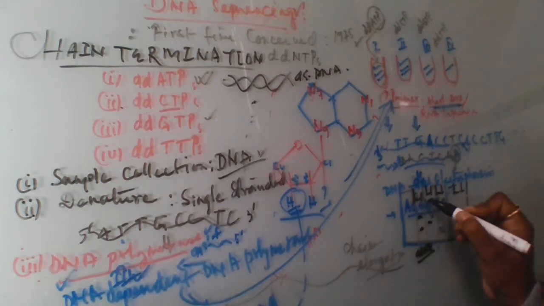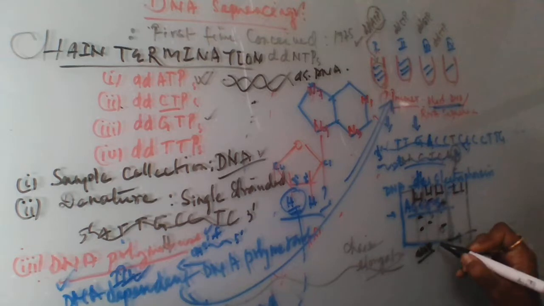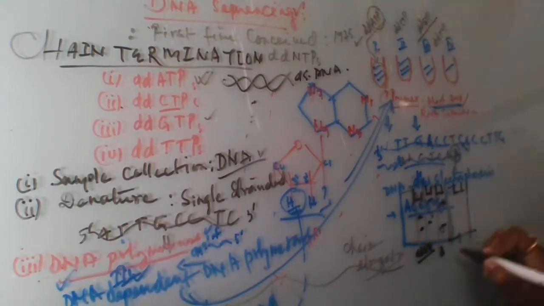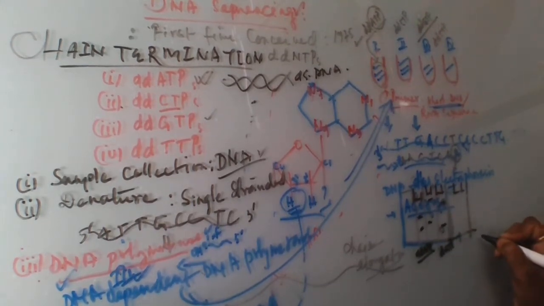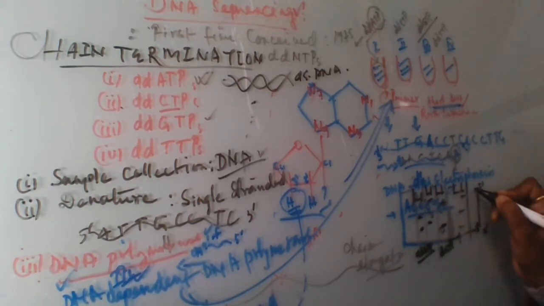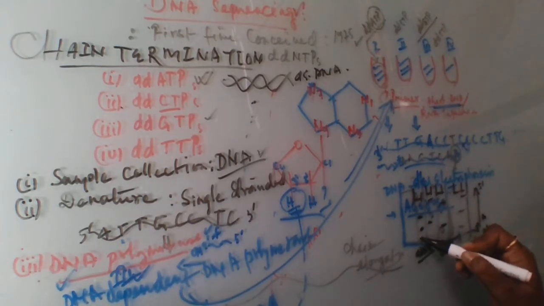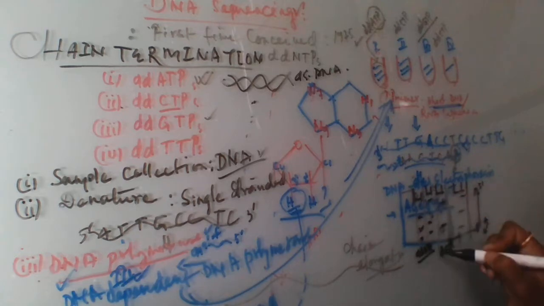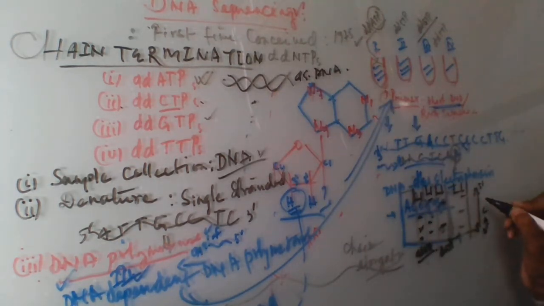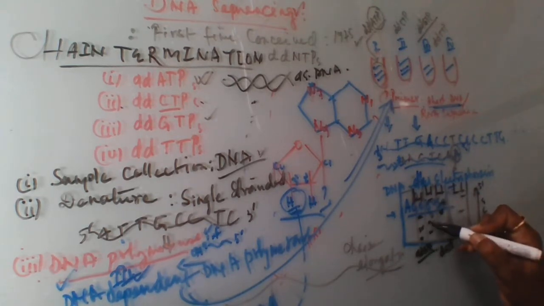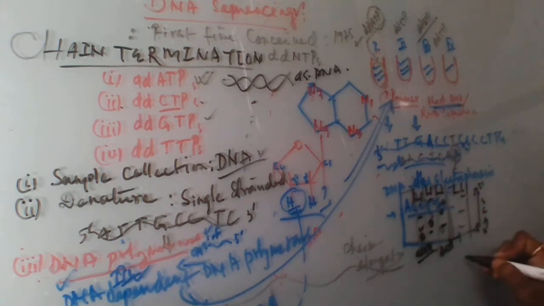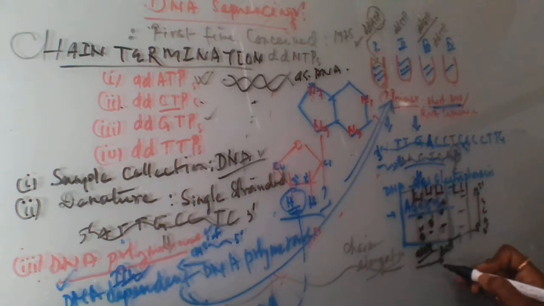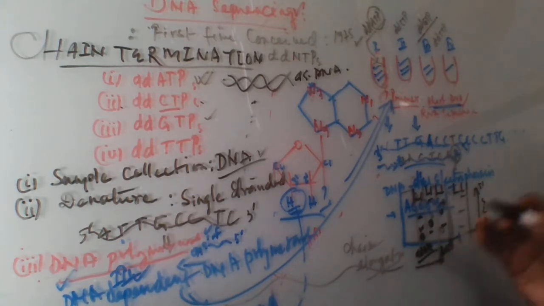So this is for suppose G, this is for suppose the third one, GTP. You just read out this mark and you can determine the original sequence from here. So it is 3 prime to 5 prime. Suppose here the smallest one is A, so you go A, then suppose here the second one is C, so it is C, G, whatever, the third one is. In this way, by following the chain termination method, we can sequence, or determine the order of nucleotides.